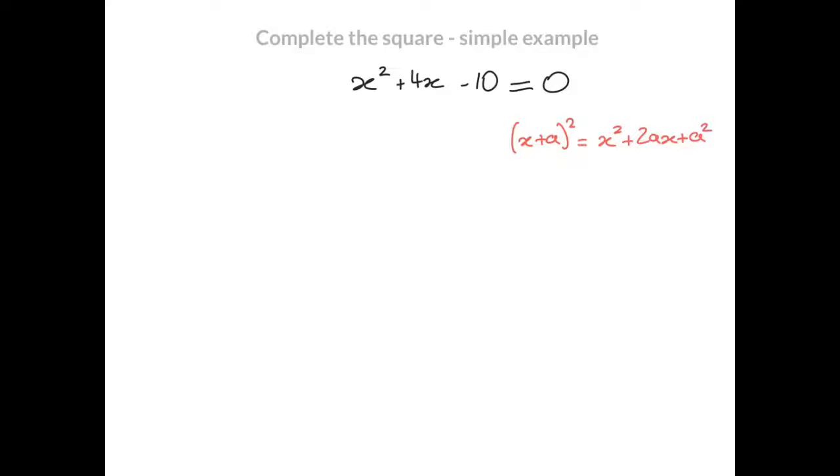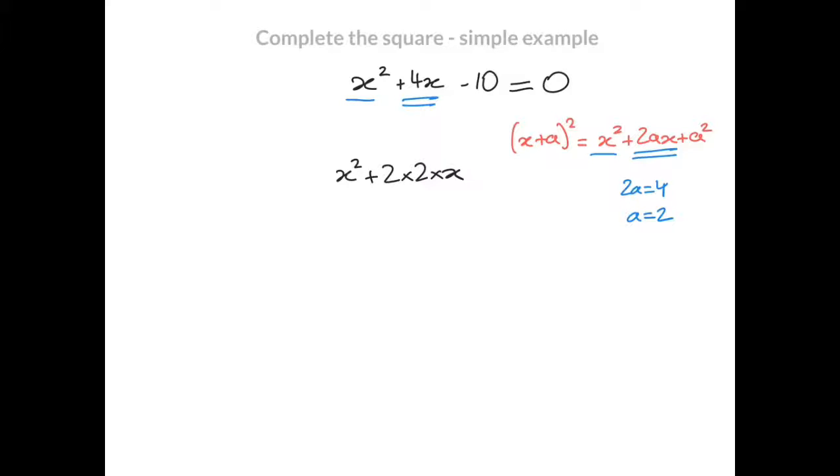Anyway, here, you see, we have the x squared that's there. We need to match this 2ax with this 4x. So if 2a here is 4, this means that our a here needs to be 2. So we can rewrite our quadratic as x squared plus 2 times a times x.